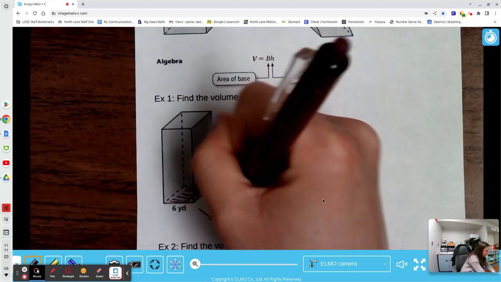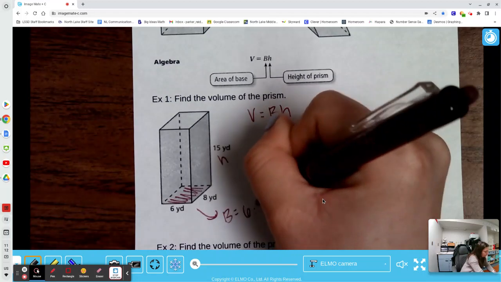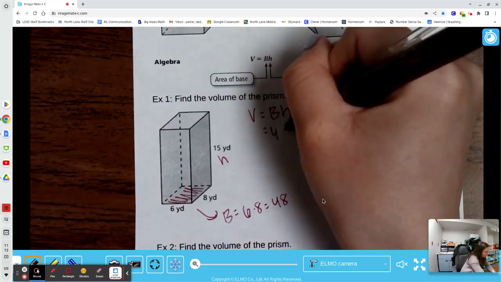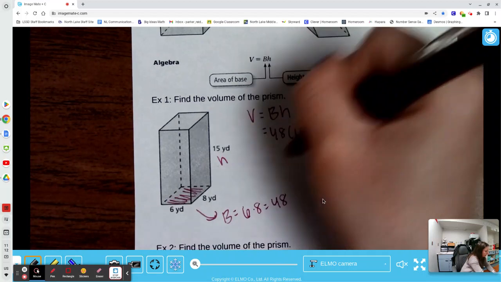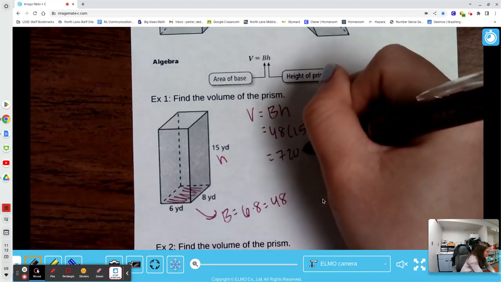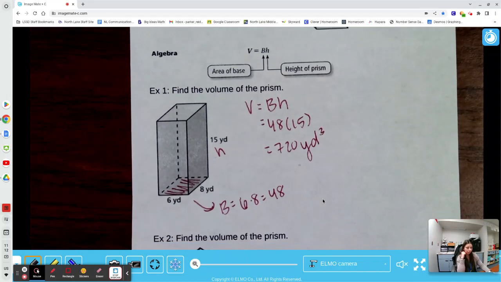So the area of the base here, because it's a rectangle, I'm going to do base times height, so 6 times 8, and I get 48. So the area of the base is 48, and then I'm going to multiply it by the height, 15, and I get 720. And then don't forget to label it, again, because it's volume, it's going to be units cubed, in this case, yards cubed.